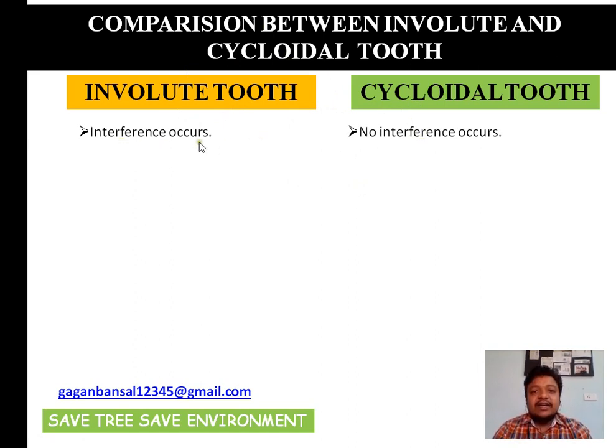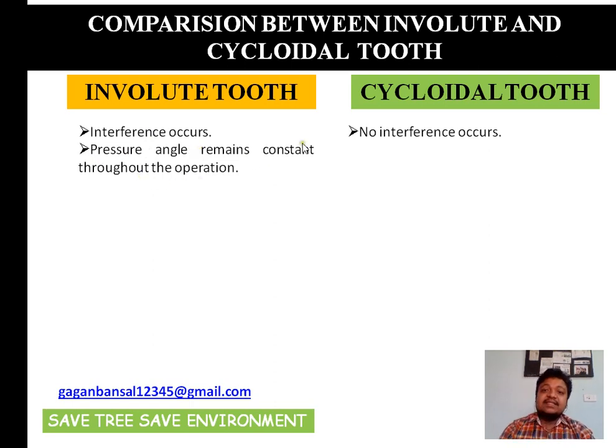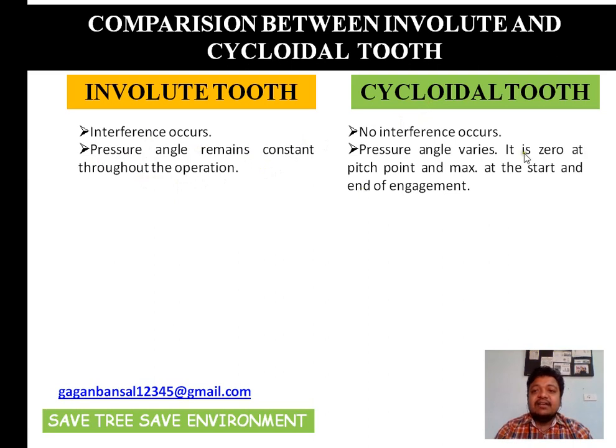So in case of involute interference occurs, whereas in case of cycloidal no interference occurs. In involute, pressure angle remains constant throughout the operation, whereas in case of cycloidal pressure angle varies. It is 0 at the pitch point and maximum at the start and end of engagement. Clear? What is pressure angle? I have already explained in gear terminologies very effectively. So if you have any doubt, you can go back to that particular video and you will get it. So pressure angle is constant in involute, whereas it varies in cycloidal. It is 0 at the pitch point and maximum at the start and end of engagement.